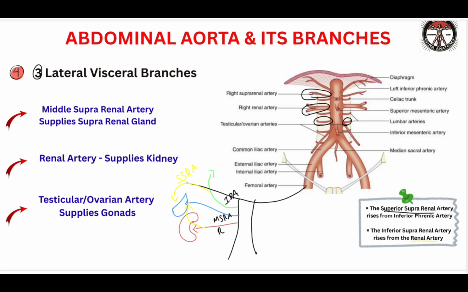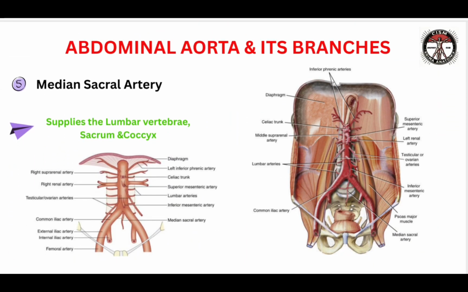Guys, to clarify, there are three. The first one is the superior suprarenal artery, the second one is the middle suprarenal artery, and the third one is the inferior suprarenal artery. Then coming to the fifth direct branch, the median sacral artery.